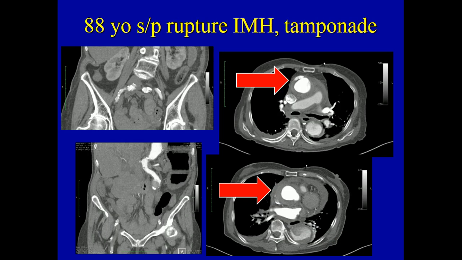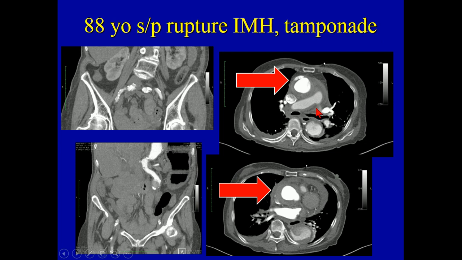Now, this is one of the pictures that made me believe that the ascending TEVAR really has a future. This patient is an 88-year-old female. You look at the access vessels, they're horrible. And she had a tamponade. You see an ascending aortic entry right here with blood around the heart.